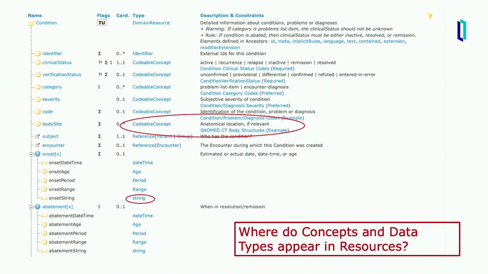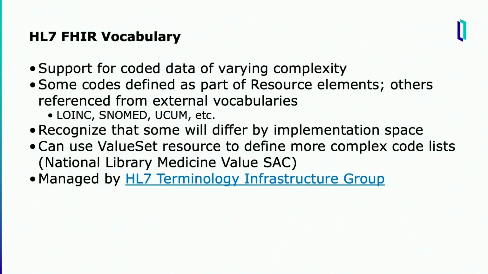So we're not going to go into details, but FHIR does have support for coded data of varying complexity, all the way from a string to much more complex data types. And sometimes those things will vary by implementation. So it's not so rigid that you cannot have different value sets or different code systems in different implementations of the FHIR specification. I'll take just a moment to talk about FHIR terminology.